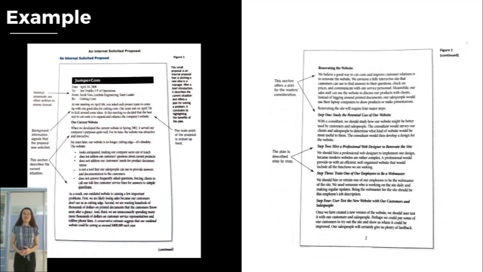This is the example of internal solicited proposal. At the beginning, internal proposals are often written in memo format. After that, the paragraph explains background information that signals that the proposal was solicited. The main point of the proposal is stated upfront. In this example, the main point is explaining the best way to cut costs is to expand and enhance the company website. Then, our current website part is to describe the current situation.